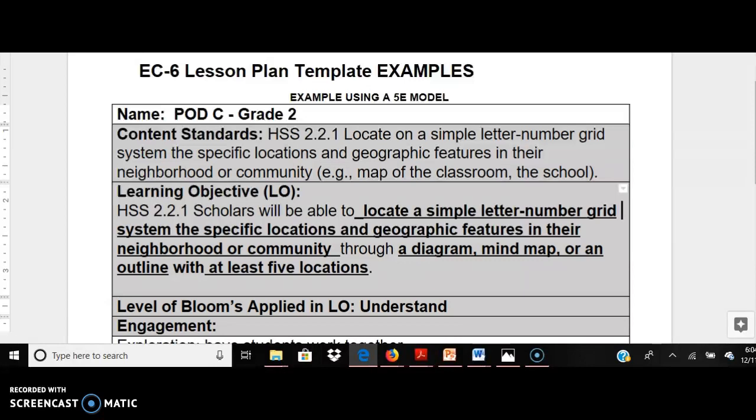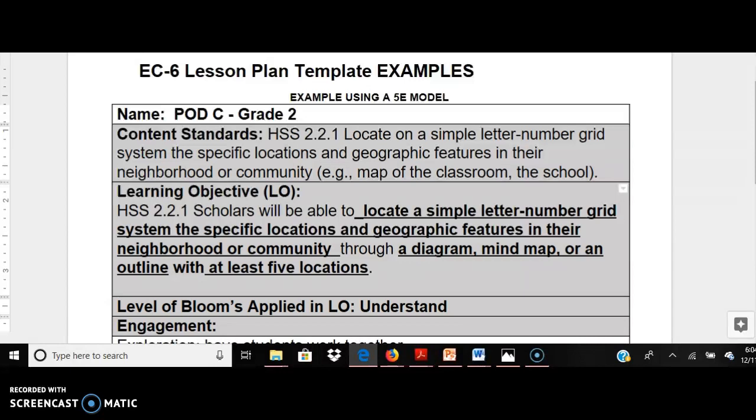I definitely know how to take the standard and write your lesson with your substandard and your grade, and I know how to identify the learning objective. I also know how to connect it to Bloom's taxonomy.